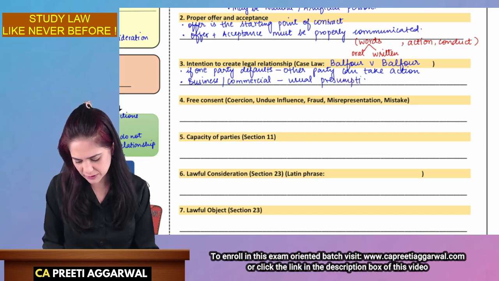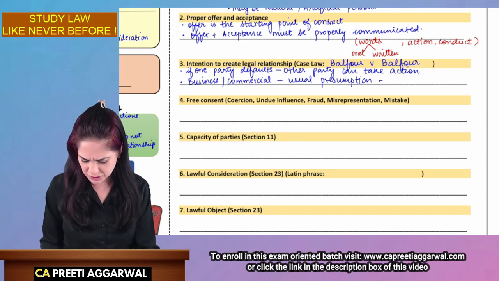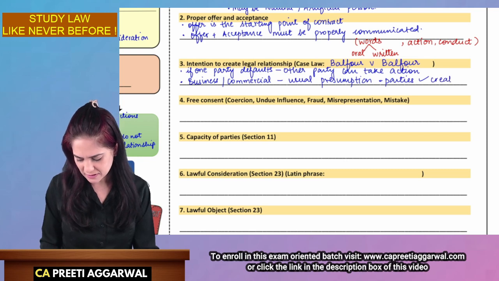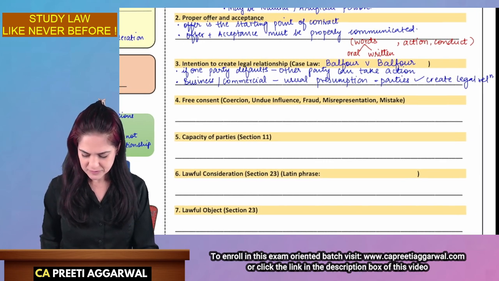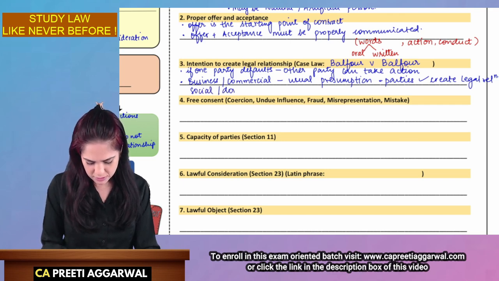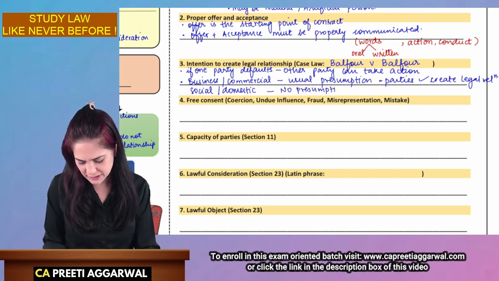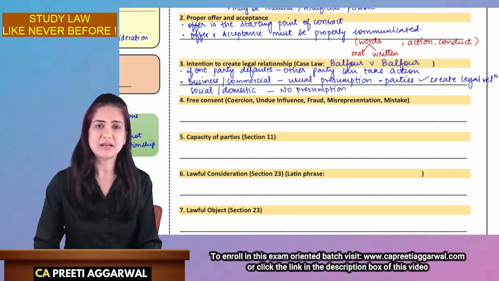Now I will use the word usual. That sounds good when you write in the exam. There is a usual presumption that parties intend to create legal relation. See how I'm writing in short. But in case of social or domestic, there is no presumption. What will you write in the exam? There is no presumption that parties intend to create legal relation.